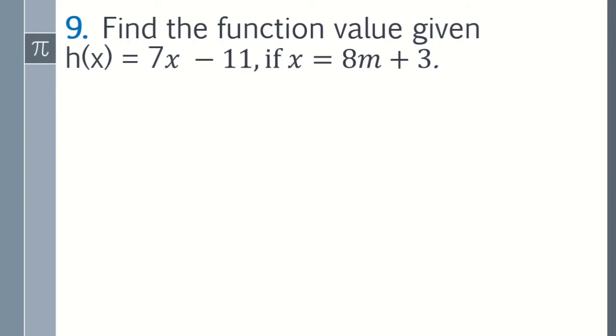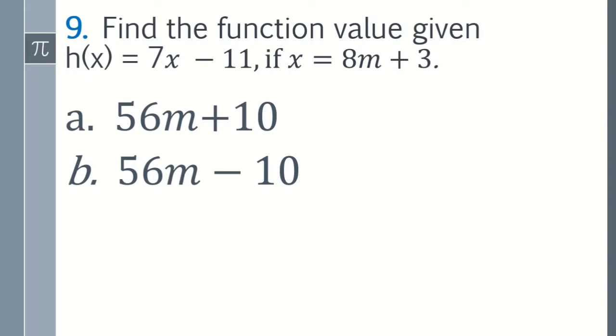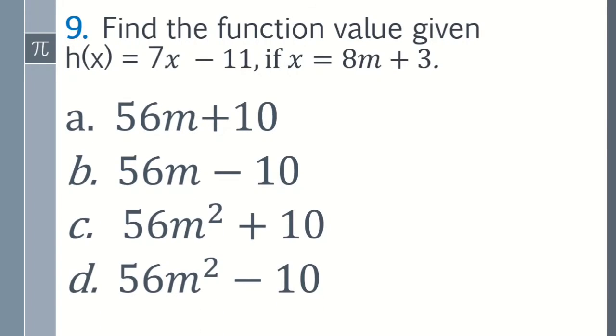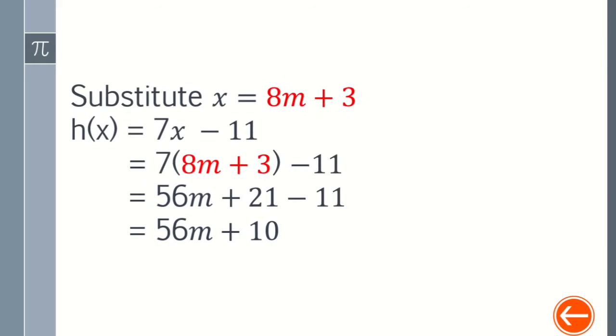And then, number 9, find the function value given h of x equals 7x minus 11 if the value of x is equal to 8m plus 3. Is it letter A, B, C, or D? The correct answer is letter A, 56m plus 10, simply because our value of x is equal to 8m plus 3.